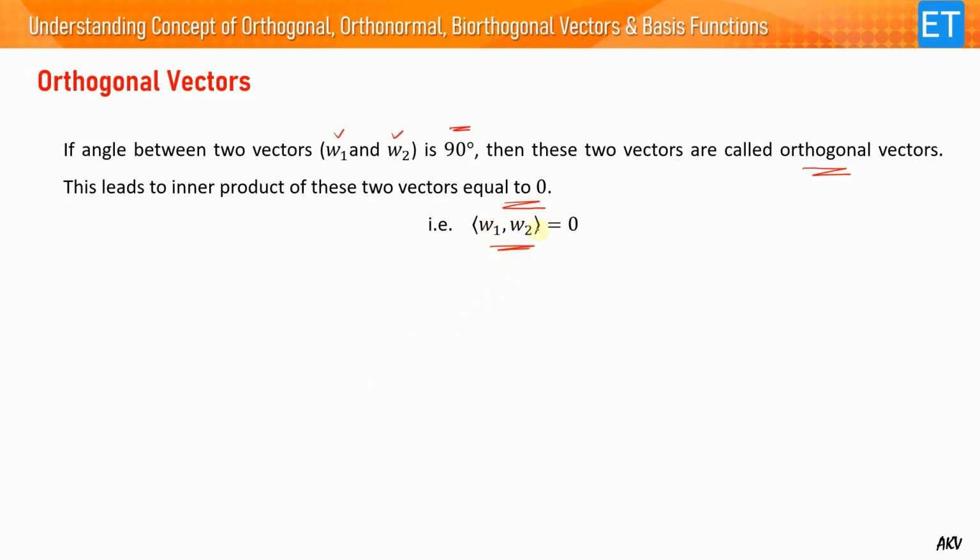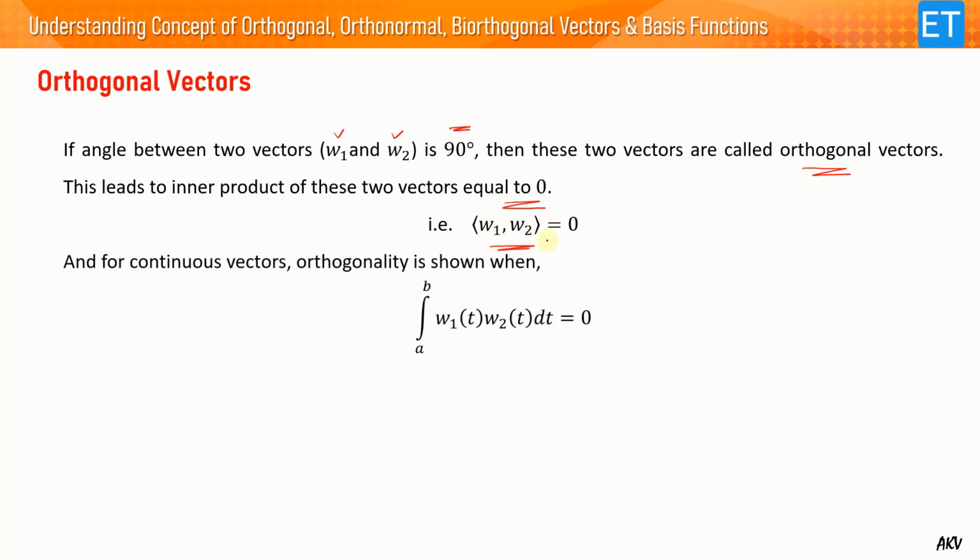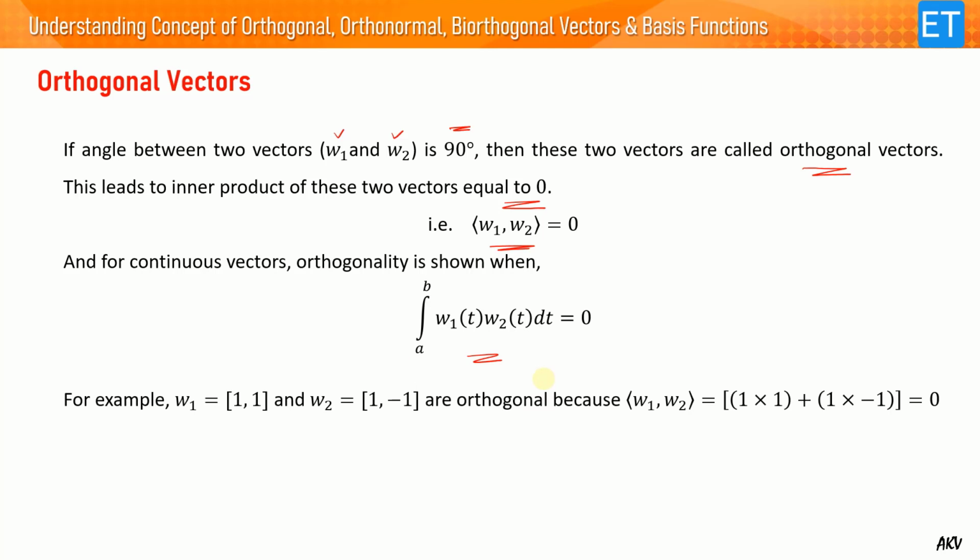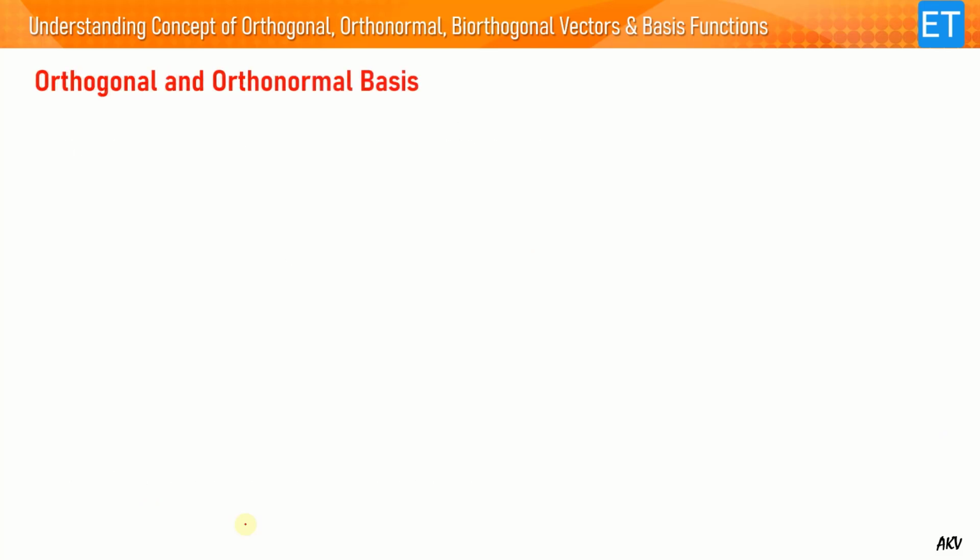So for these two vectors, their inner product is 0, or if they are continuous functions, this is the inner product which we have already defined, integration in the limit a to b. When this is equal to 0, they will be called orthogonal vectors. Just consider this example to understand this concept. I have the two vectors, one is 1 1, second is 1 minus 1. These are orthogonal because their inner product is equal to 0. Similarly, for continuous functions, we have sin omega t and cos omega t. If you do this operation, you will get 0. So these two are orthogonal vectors.